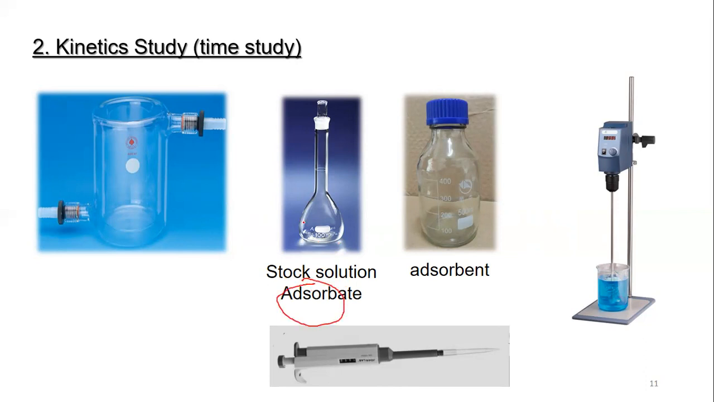The second thing you need is a stock solution, a stock solution of your adsorbate. For example, if you are going to remove arsenic from polluted water, or decontaminate cadmium or any other toxic heavy metals, you need a stock solution of that. Okay. The third thing you need is the adsorbent. This kind of glassware is quite convenient, and you can use it for several weeks or even for months.